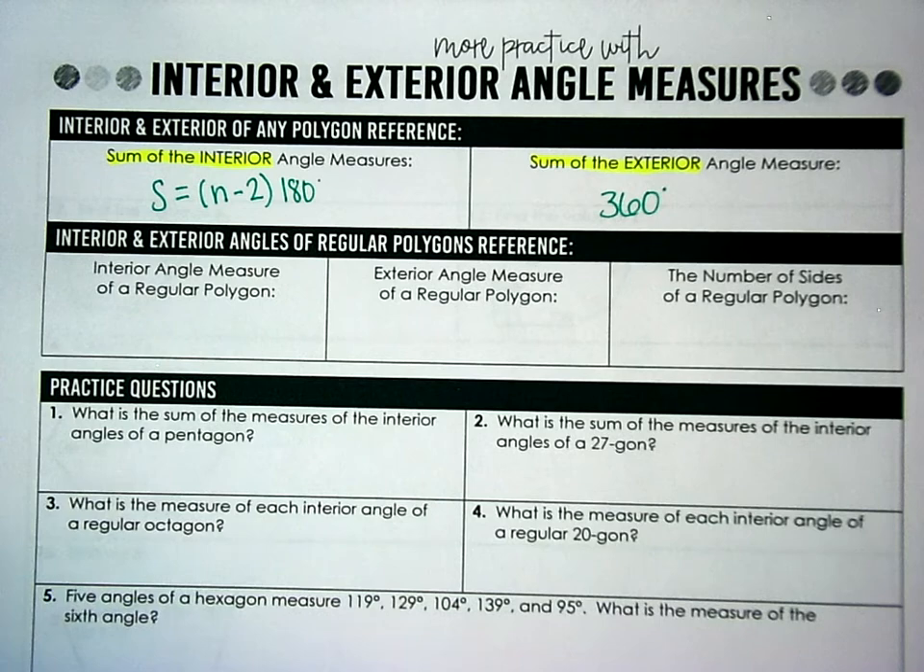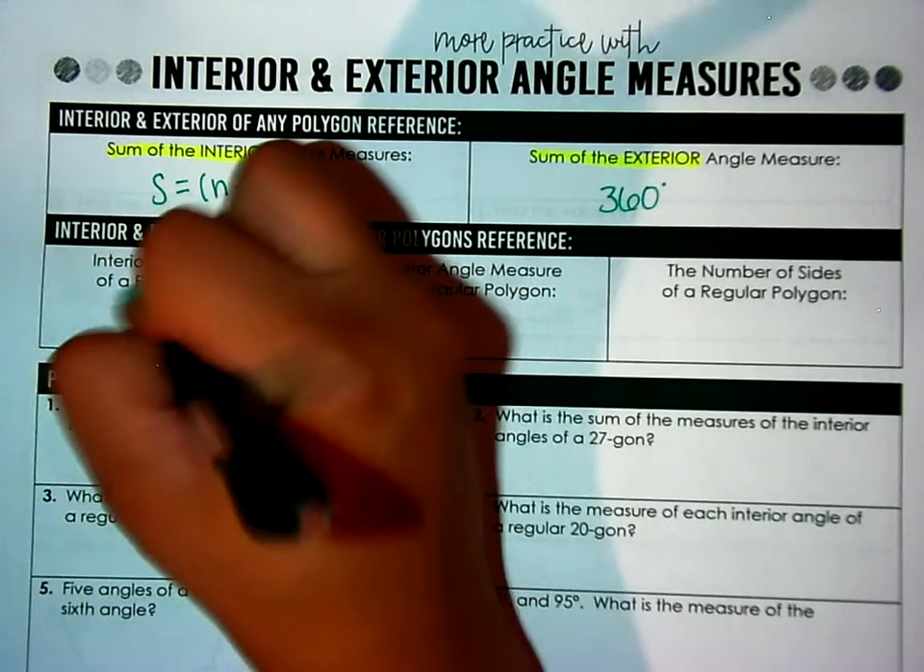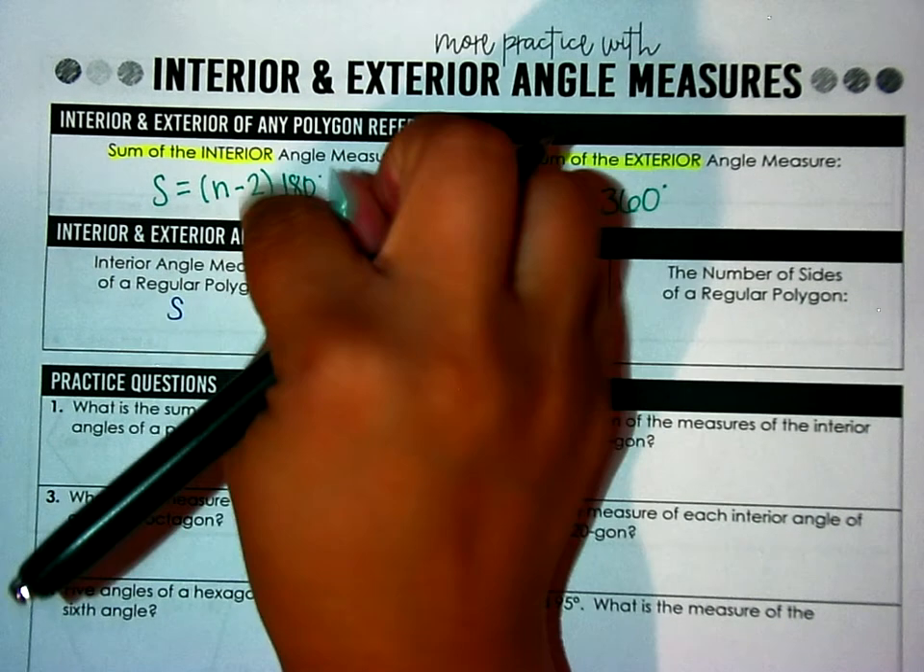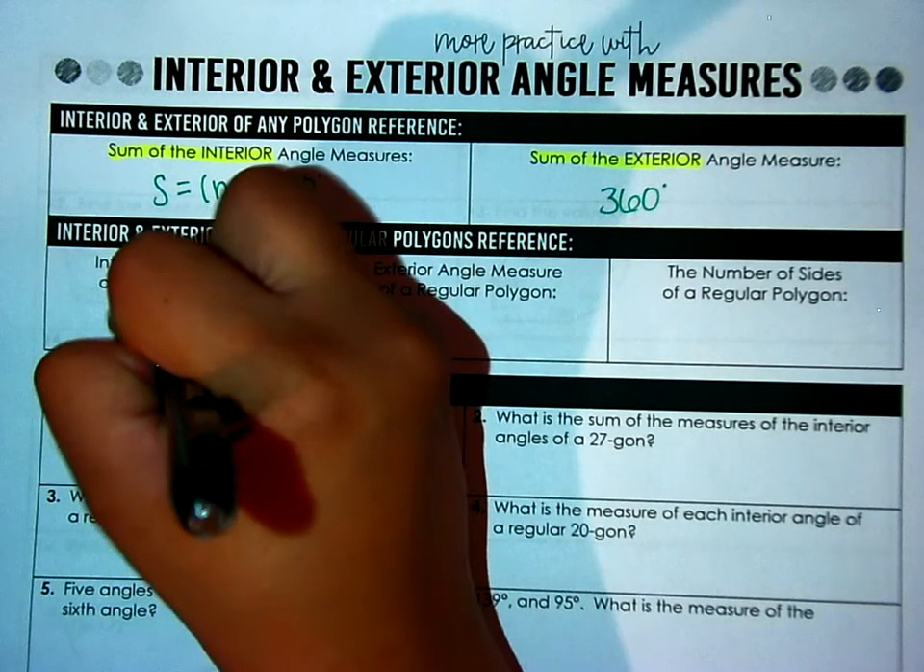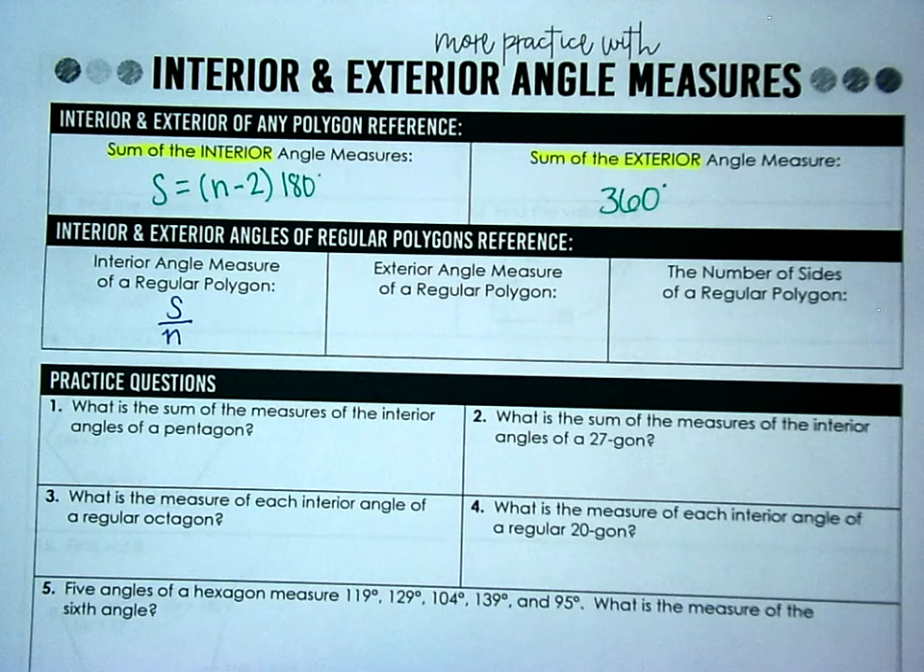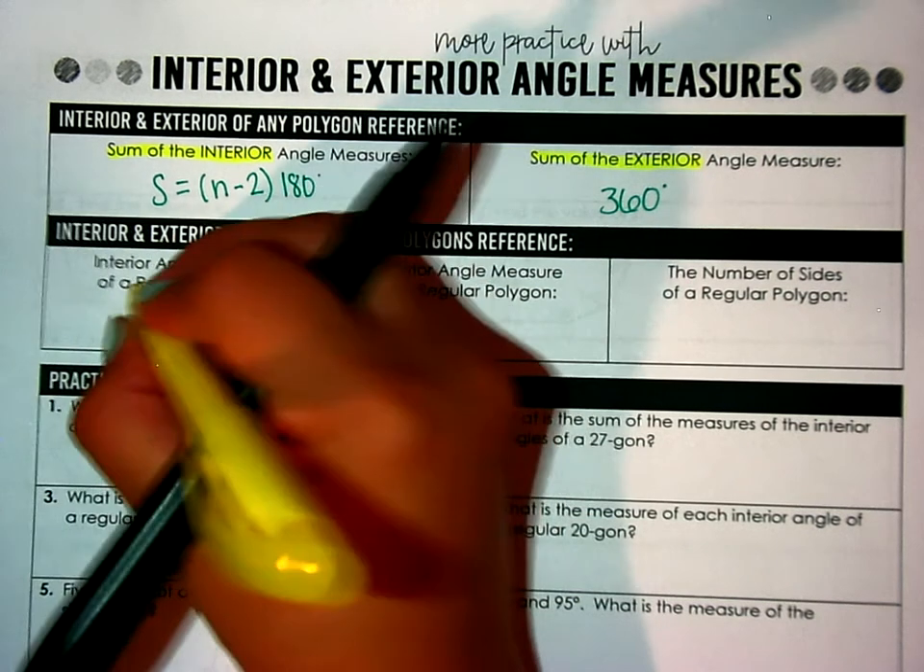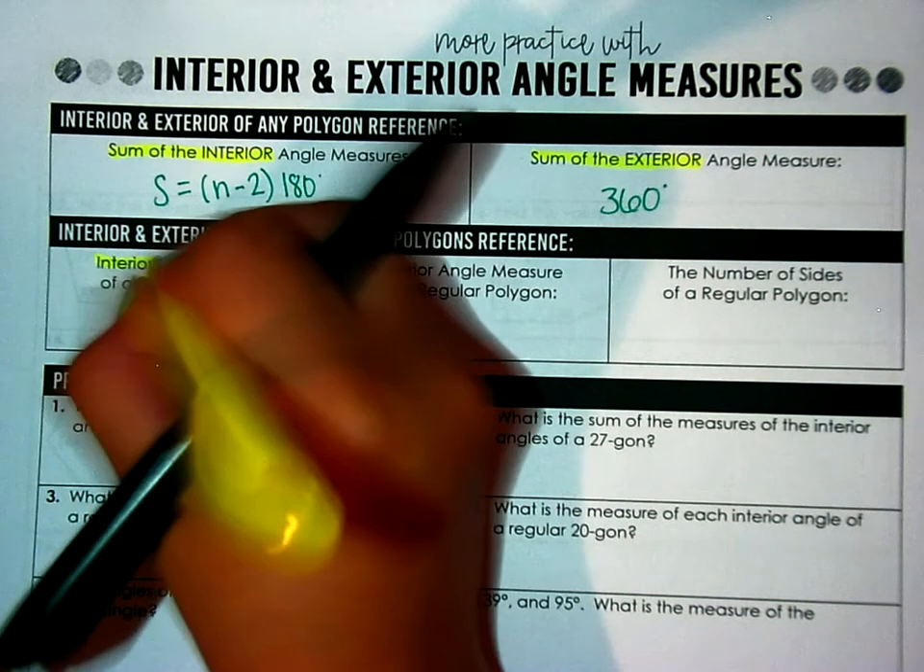What if they say find the interior angle measure, and then they ask you to find each one because it's a regular polygon? Well, you're going to find S first, and then you're going to divide it by the number of sides. That's it. And remember, n is the number of sides. This is true if they say the word regular and they say the word interior angle.